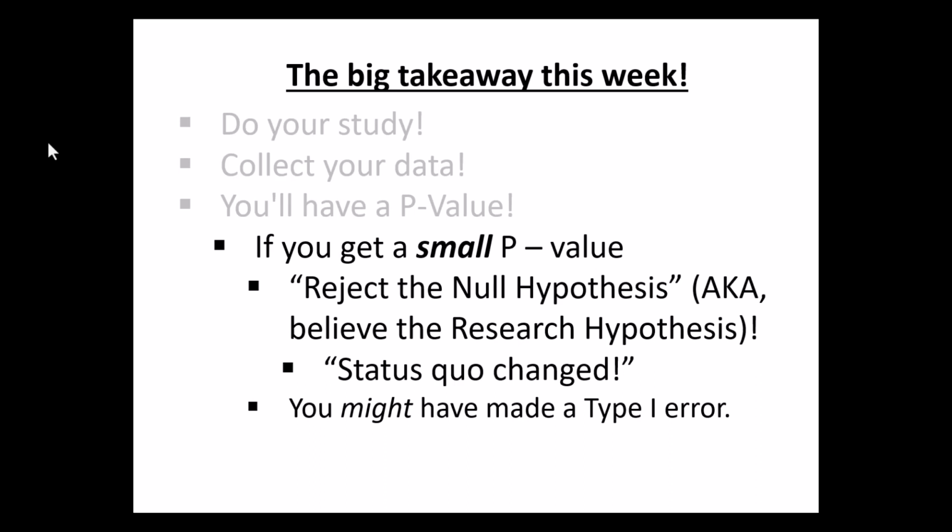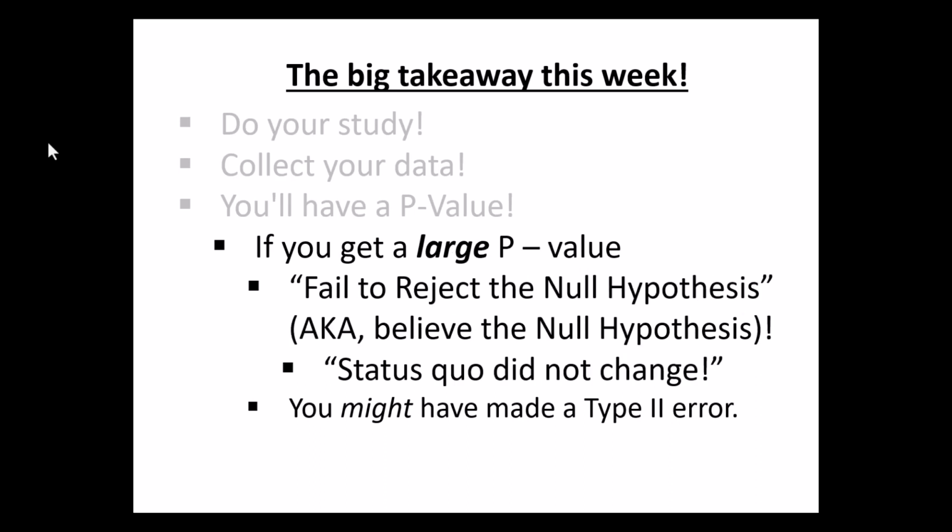Okay, if you don't get a small p-value, you get a large p-value, which means you formally fail to reject the null hypothesis, which I like to think of as believing the null hypothesis instead. And that means that the status quo did not change. You might have made a type 2 error. That's the only catch.